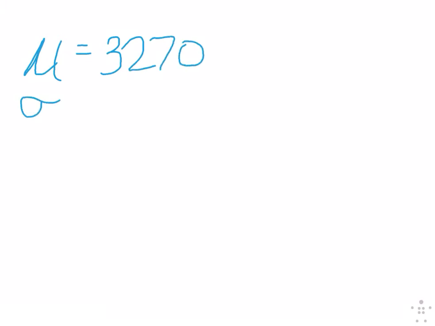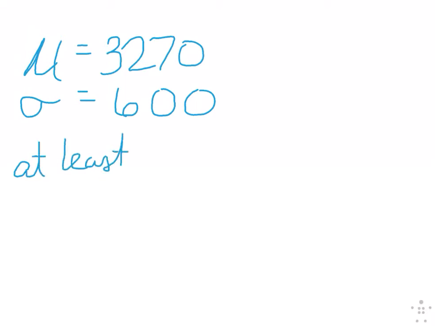Let me give you another one. A study finds the weights of infants at birth are normally distributed with a mean of 3,270 and a standard deviation of 600. Now, my guess is they didn't make those numbers up. Somehow, some way, they got those probably from a medical journal or study. An infant is chosen at random. What's the probability that an infant weighs at least 2,790 grams?